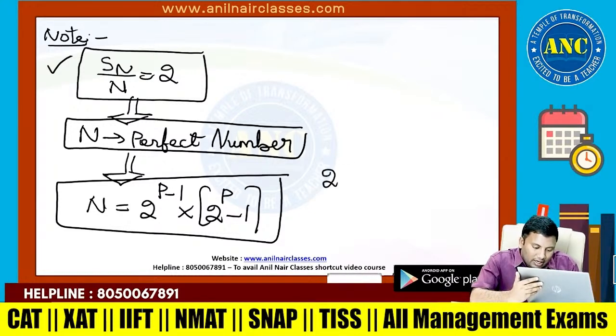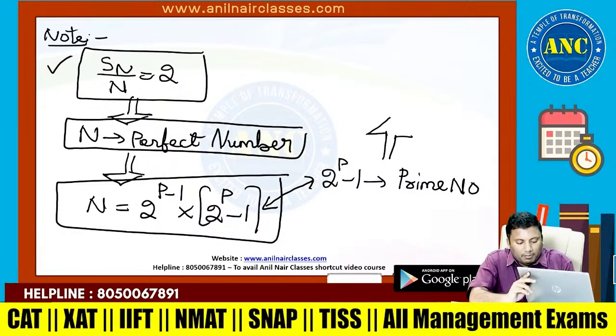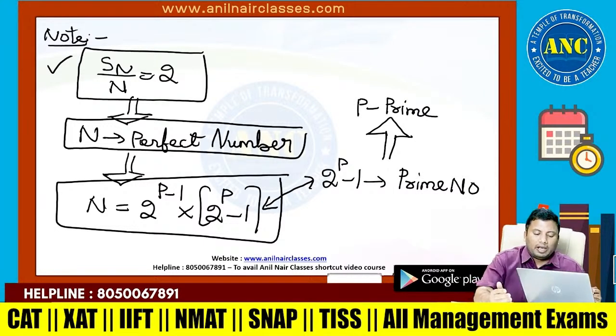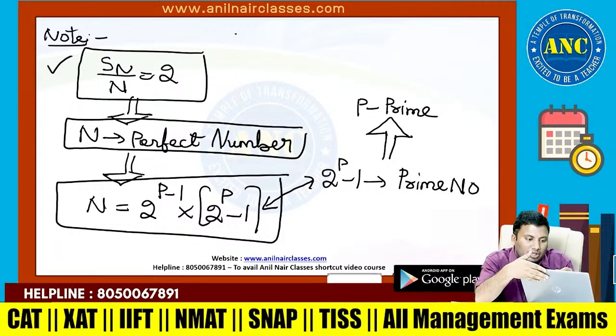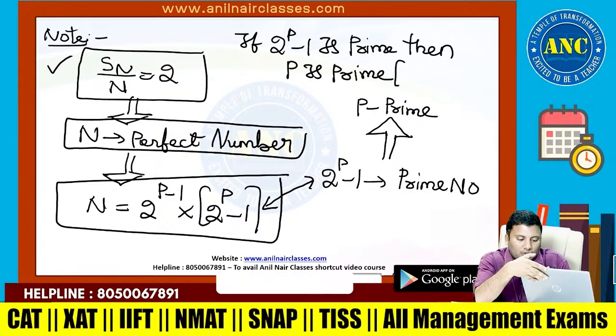Now see here, 2 power p minus 1, whatever is written here, this is a prime number. This should be a prime number. For it to be a prime number, p should be a prime number. Listen carefully to this point. If 2 power p minus 1 is prime, then p is prime. For 2 power p minus 1 to be prime, p should be prime.